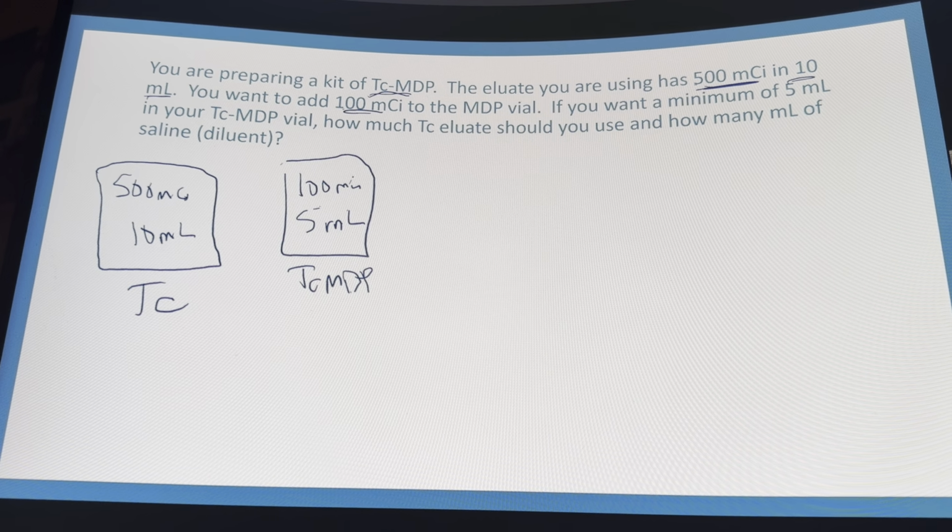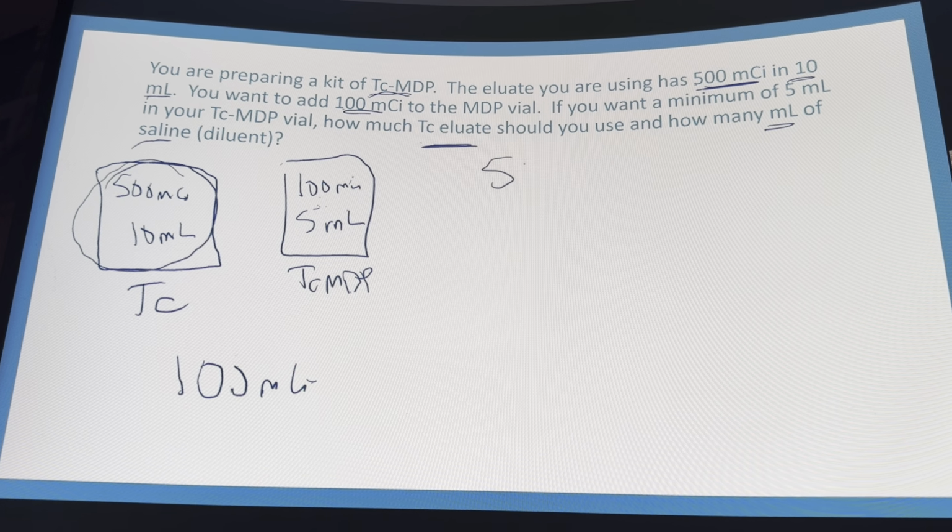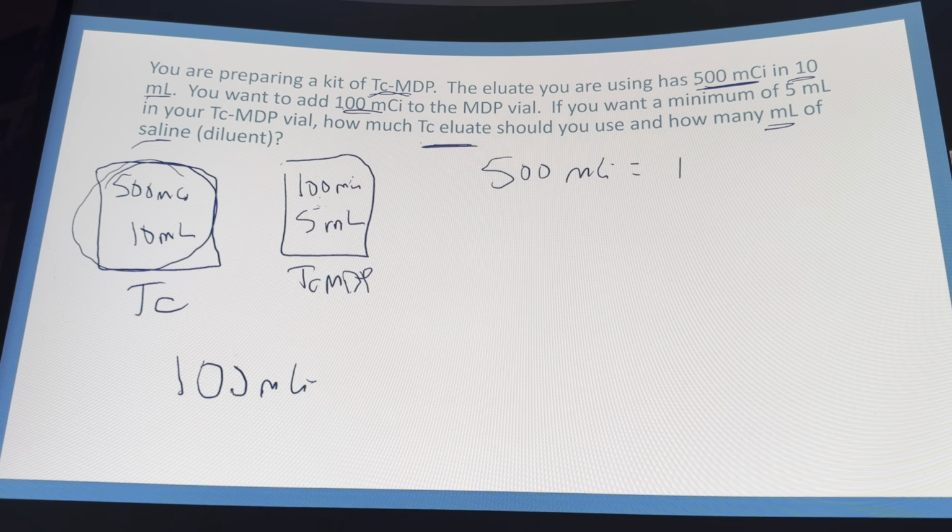So the question is, how much of this Tech eluate should you use? And then, how many mLs of saline? Don't even think about the mLs of saline for right now. Just think about how much technetium am I going to put in. So I want 100 millicuries. My conversion is 500 millicuries equals 10 ml, because that's what I'm pulling it out of.